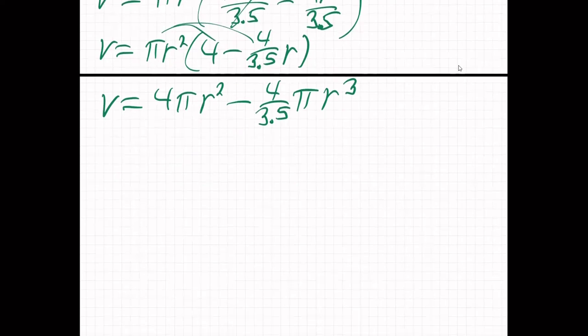Because that's how we maximize. We want to maximize that volume. So how do we maximize something? We take the derivative of it and set it equal to 0. For now remember, r is my only variable here. Pi is just a number.